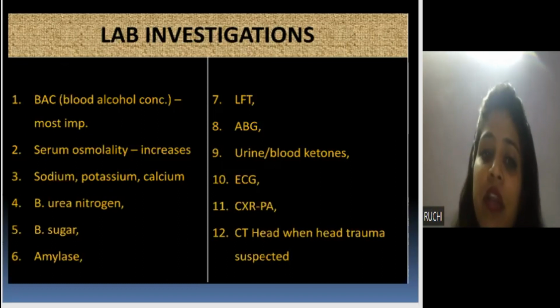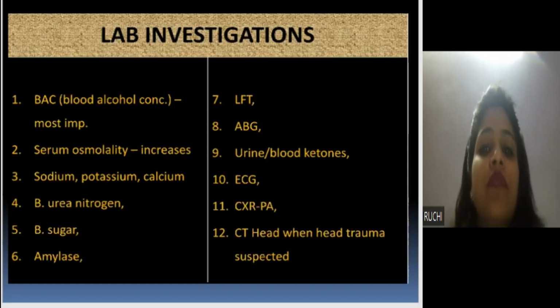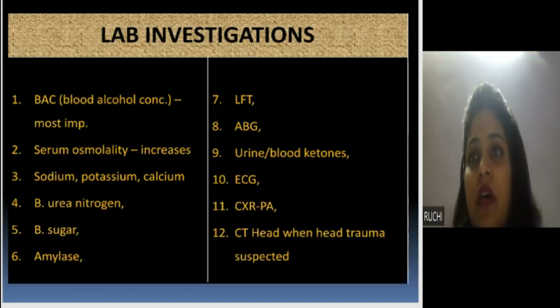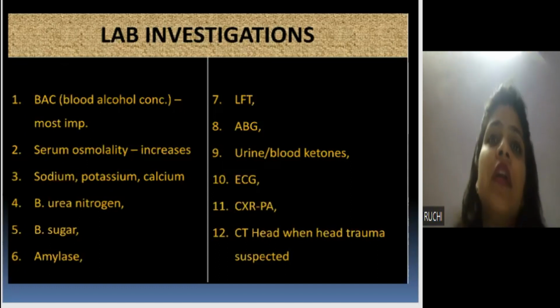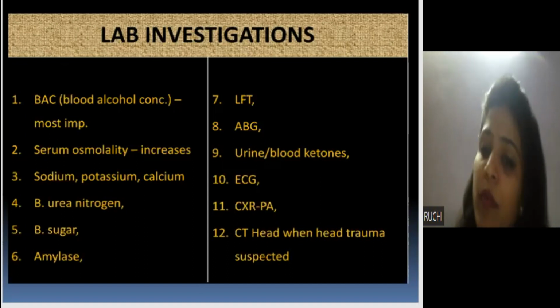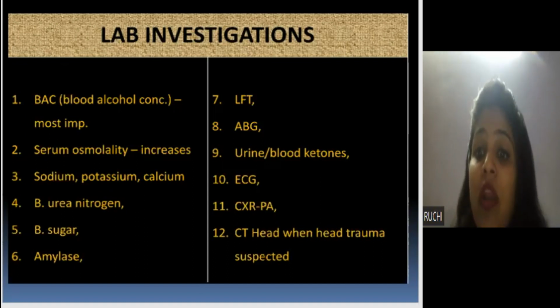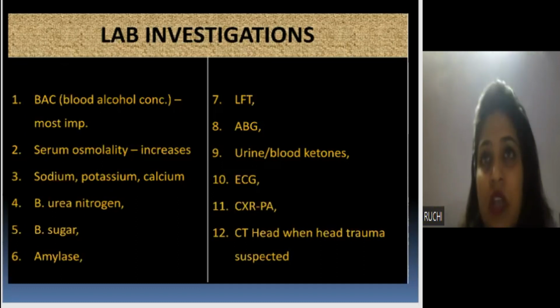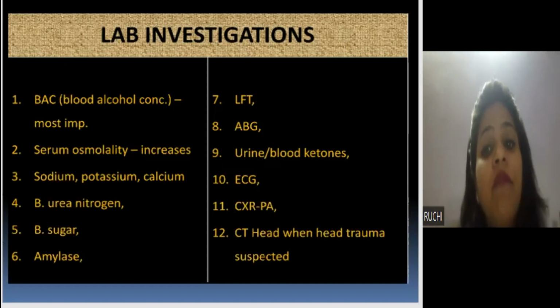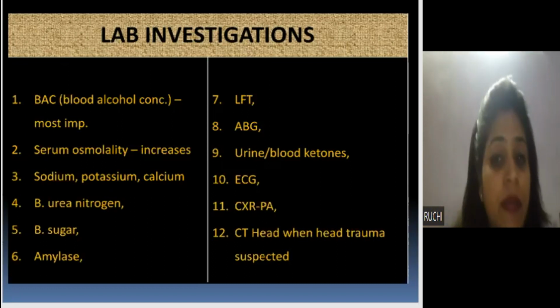ECG may show arrhythmia because of the hypokalemia or because of the tachycardia. Chest X-ray can be normal, or it might show aspiration pneumonia if the patient has had recurrent vomiting, or has aspirated in a comatose state. CT head when head trauma is suspected. Any patient of alcohol abuse coming in an unconscious state needs a CT if there is a history of trauma, because we don't know the impact of the injury; the effect of alcohol might hide much more than what we see.